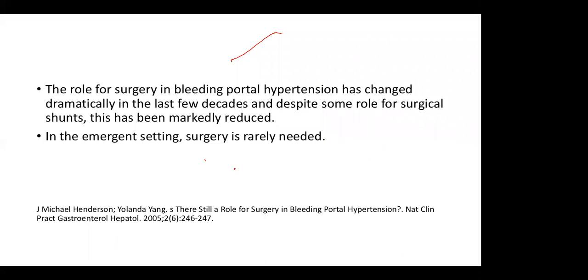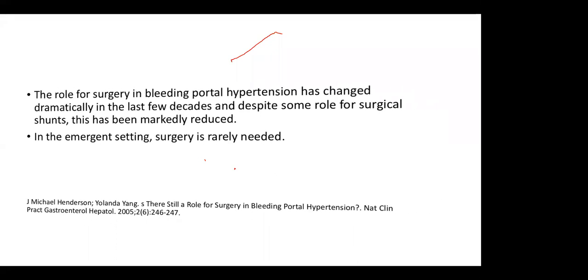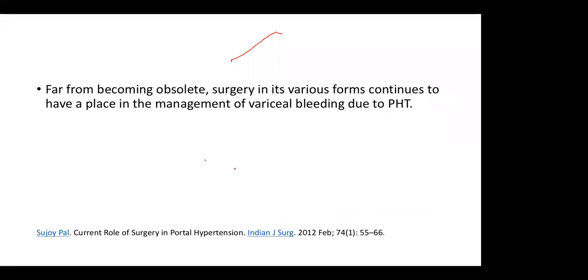Overall, the role of surgery in bleeding portal hypertension has changed dramatically in the last few decades. Despite some role for surgical shunts, this has been markedly reduced. In the emergency setting, surgery is rarely needed now because there is a lot of interventional endoscopy that can stop or even treat variceal bleeding. Far from becoming obsolete, surgery in its various forms continues to have a place in the management of variceal bleeding due to portal hypertension.